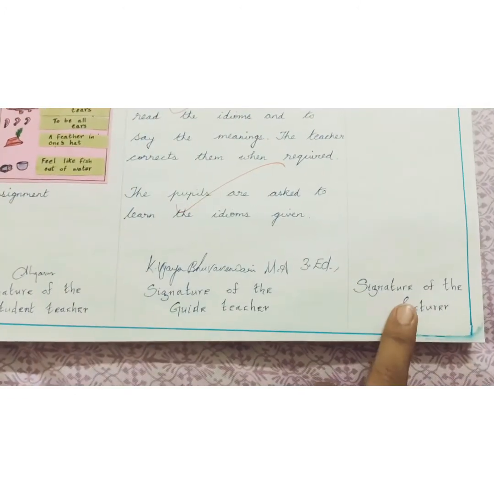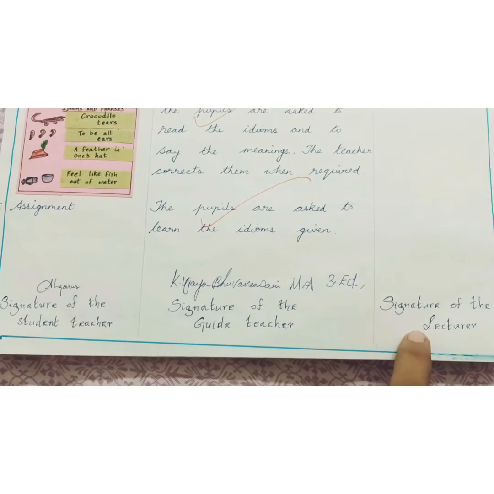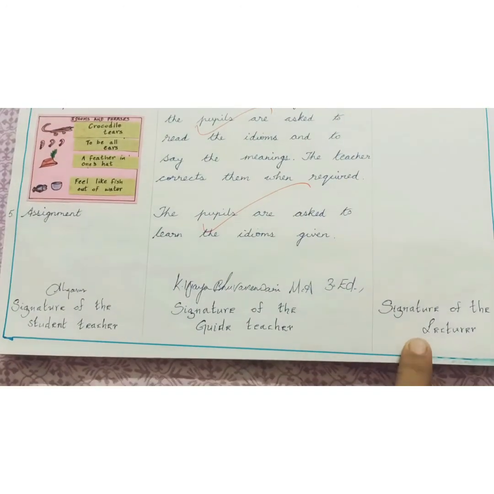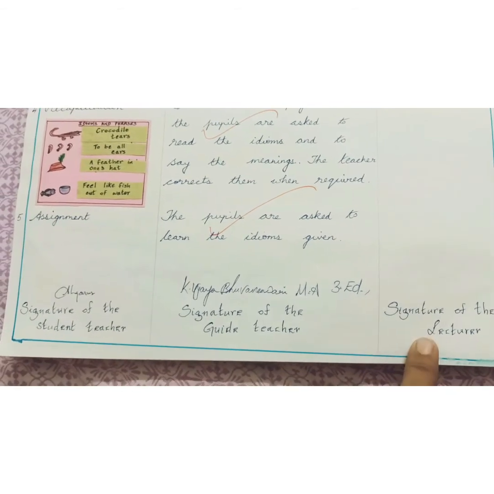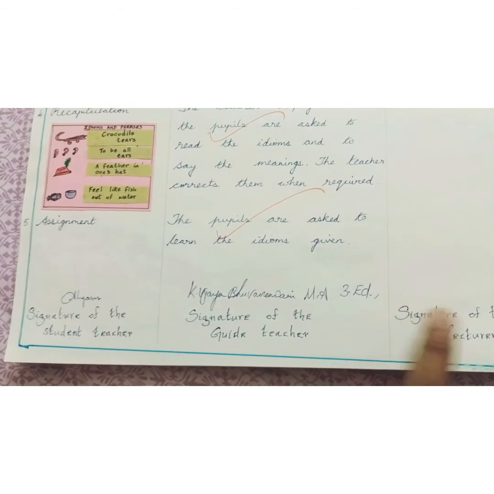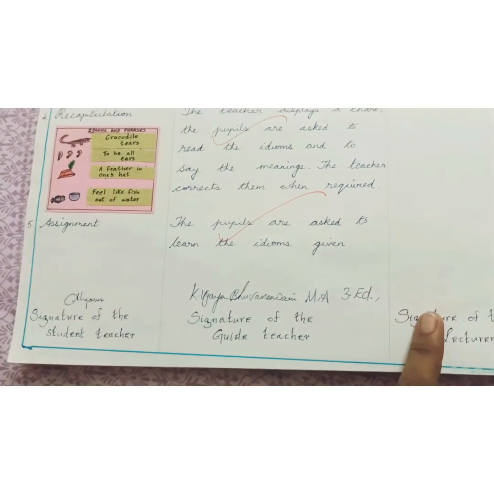So this will be signed only when you have your teachers, your professors visiting your class and when they sit to observe your teaching practice. If they come, they will go through your lesson and they will sign here. If they don't, that means they haven't come.